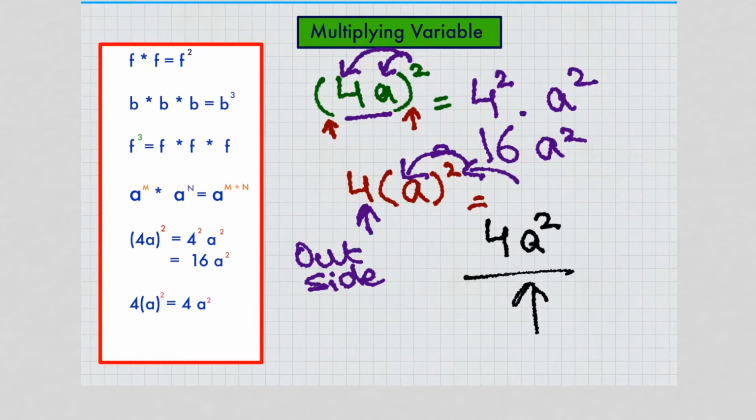So please remember these two different things. In the first case, we have to apply the square to both of them. In the second one, we just multiply by 4 whatever answer we get from the bracket part. And for this question, it's 4a squared.